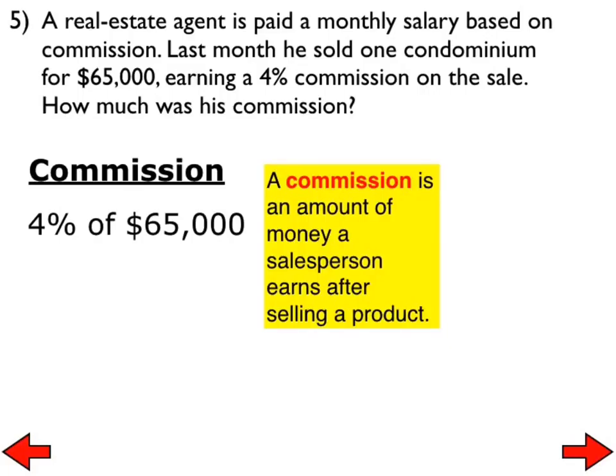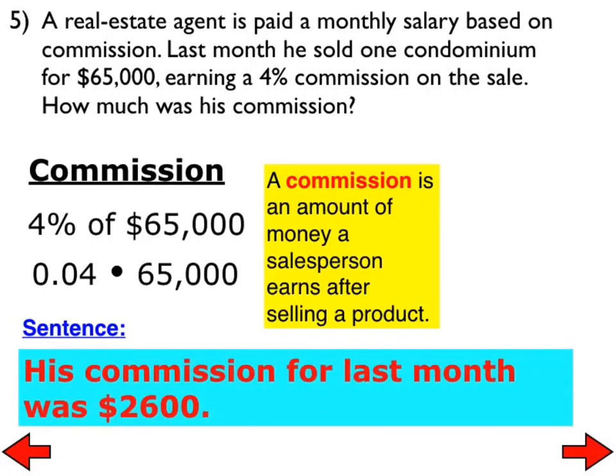So what would that look like as your next step, Henry? 0.04 times 65? That's not $65. That's a really cheap condo. 65,000. Don't forget those zeros. Those are not zeros that don't matter. That's how much that house costs. Okay, it matters. But I'm glad you said 0.04. Make sure that's 4 hundredths, because remember, percent is compared to 100. His commission for last month was $2,600.